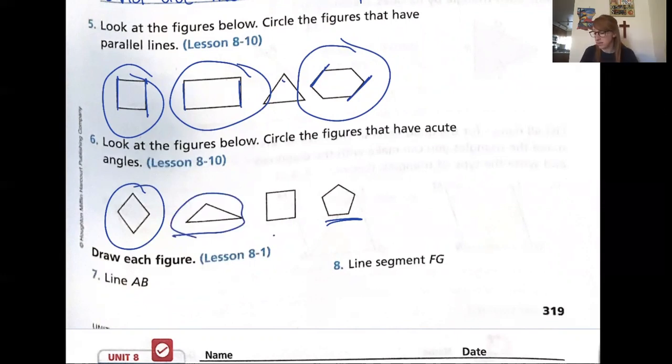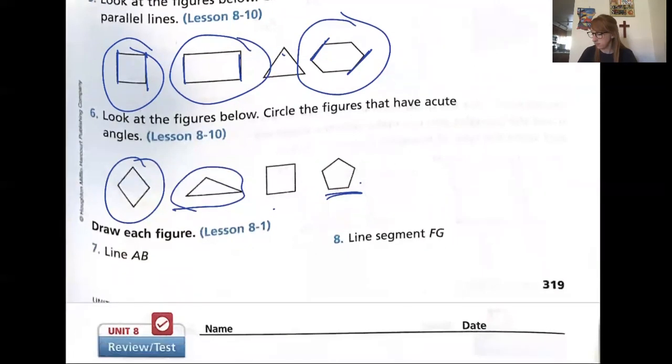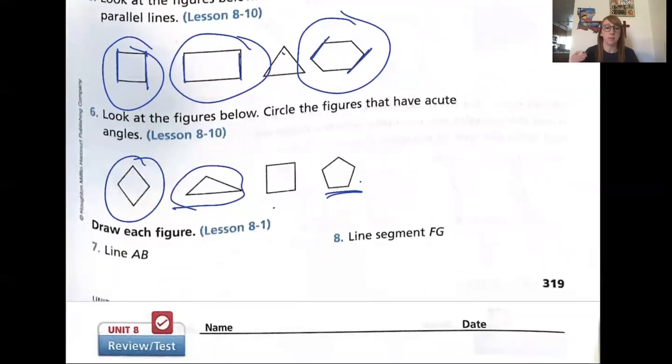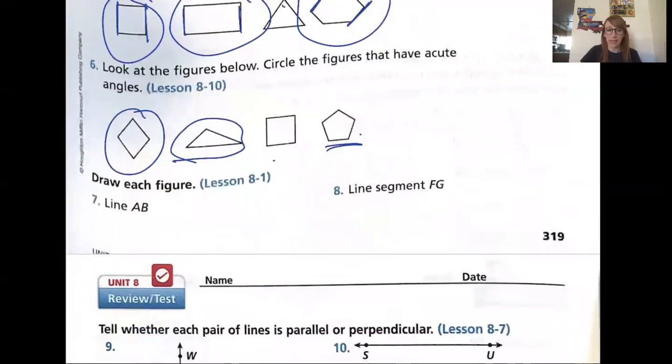Only right angles in this square and only obtuse angles in this pentagon. Number 7 and 8, pay close attention to how I draw this because if they are done any other way, they are incorrect. So a line AB.